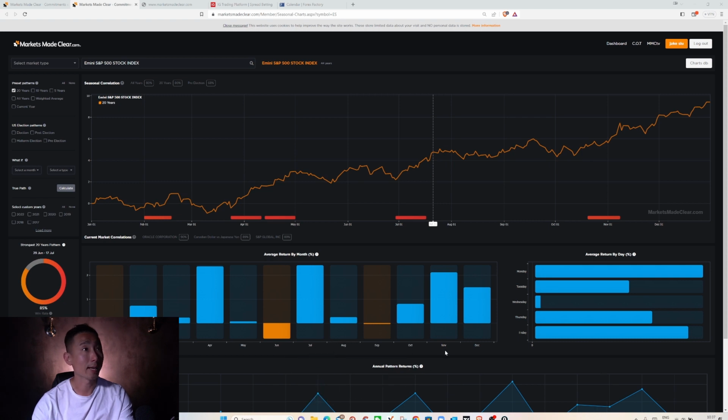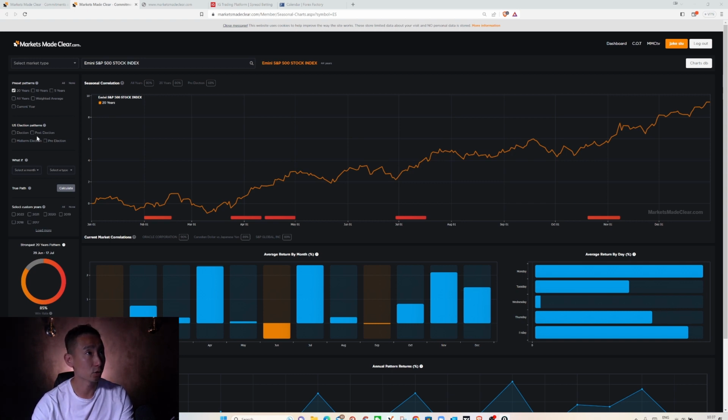Okay, so this is an AI seasonal prediction chart. We have the 20 years seasonal data on S&P 500, and you can see in June time we usually have a pullback or bearish, and then until end of the month we could see a bullish run again. So that's why, based on my AI prediction, I'm short-term bearish.